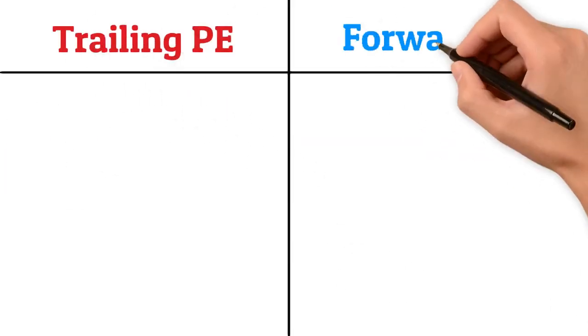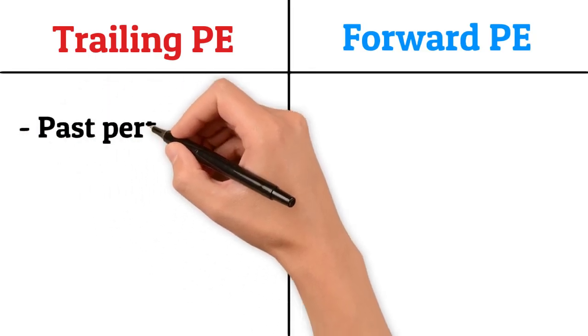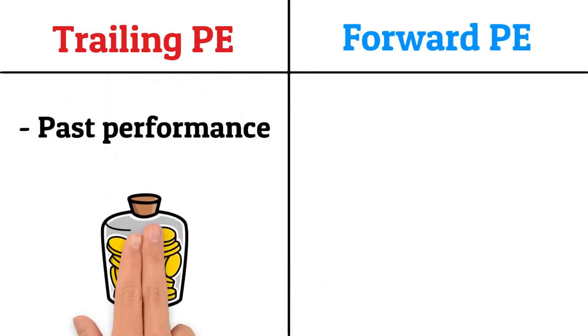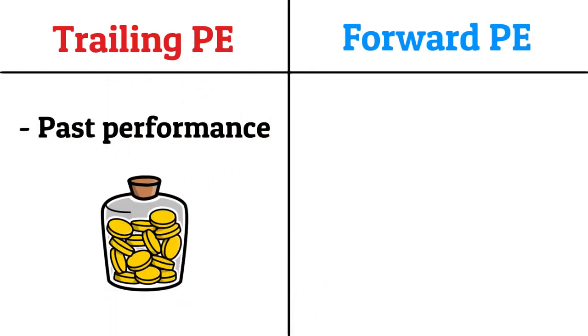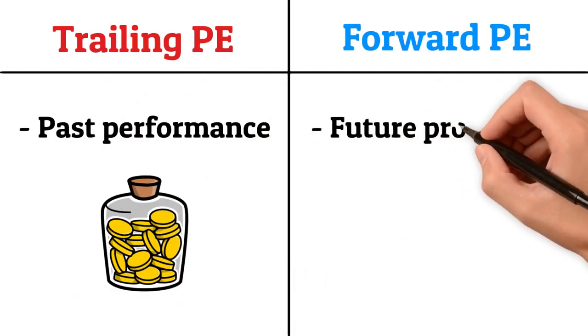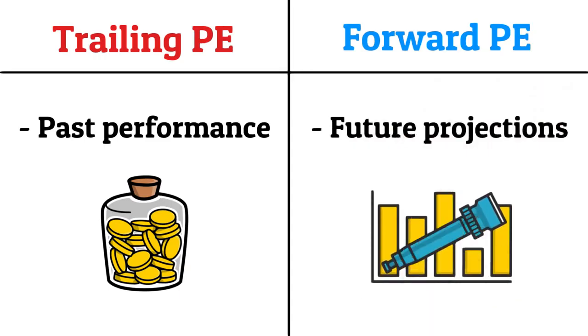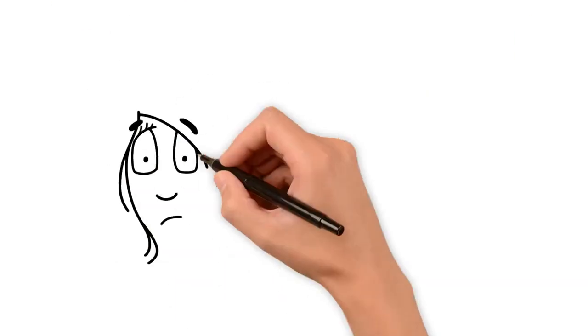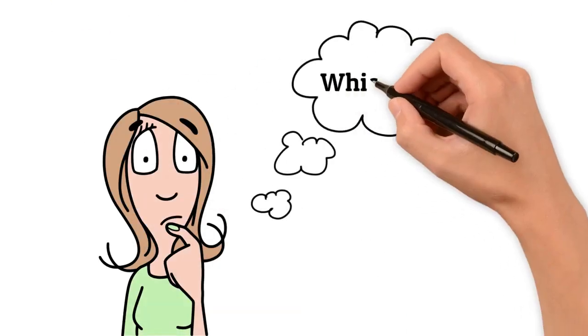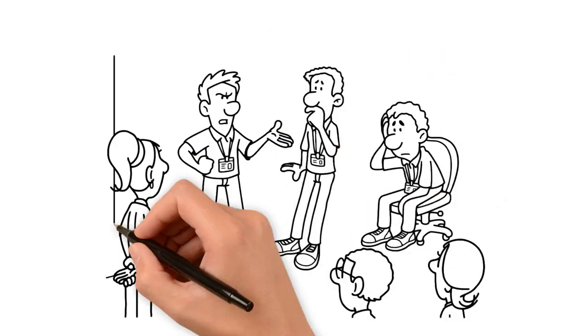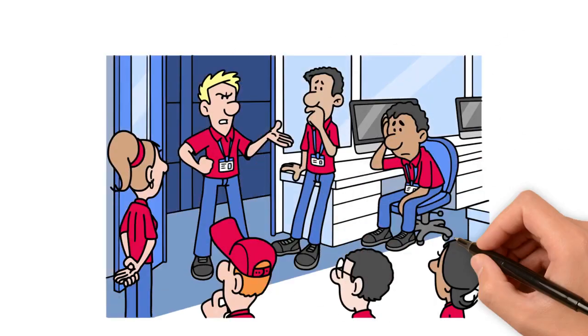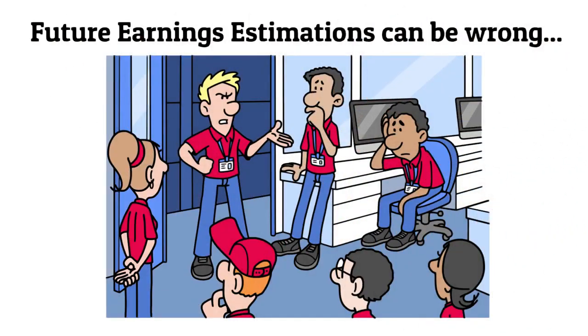You'll often hear about two types: trailing PE and forward PE. Trailing PE looks at past performance, using the company's earnings over the last 12 months. Forward PE is based on future earnings projections, which can give insights into where the company is heading. Both are useful, but they tell slightly different stories. Trailing PE is based on real data, while forward PE relies on estimates, and those estimates can sometimes be wrong.